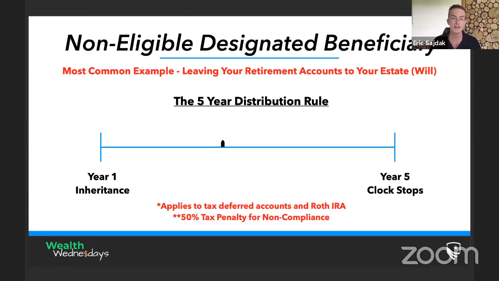The reason why is because the 10-year rule cuts in half. It now becomes a 5-year distribution rule. So same rules. You don't have to distribute any certain amount in a given year, but you have 5 years to distribute the full amount. It applies to tax deferred accounts and Roth IRAs, with a 50% penalty for non-compliance.